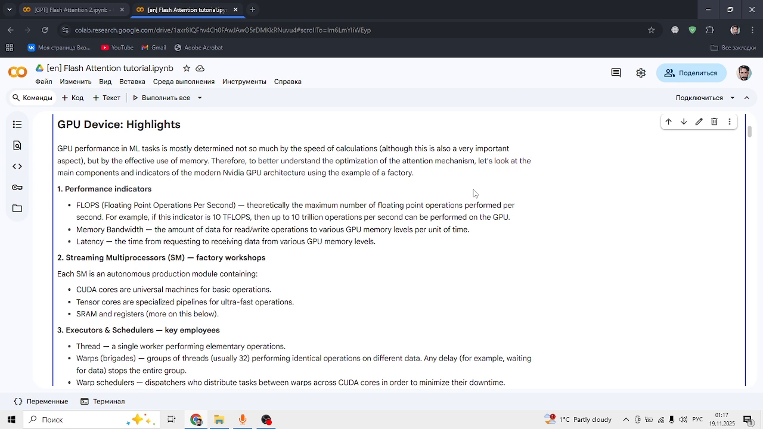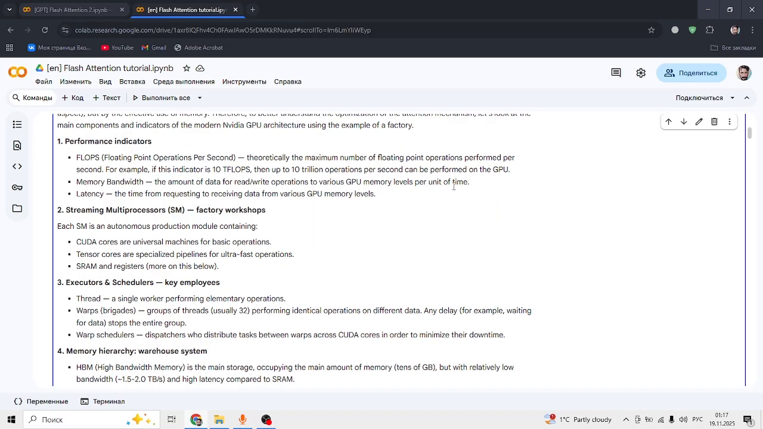Before we deep dive into the FlashAttention concept, I'd like to show you the main components of a GPU, because this is very important to understand the next material. So let's start with performance indicators. FLOPs, floating point operations per second. Theoretically, the maximum number of floating point operations performed per second. For example, if this indicator is 10 teraflops, then up to 10 trillion operations per second can be performed on a GPU.